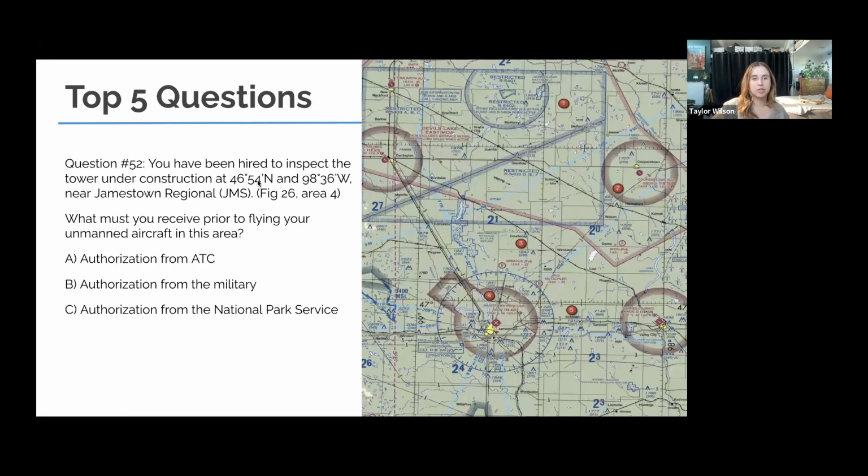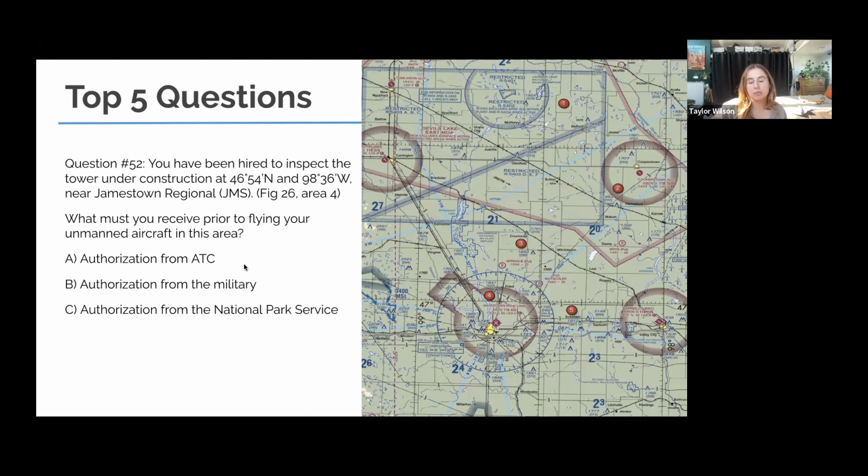Okay. So this question, we're going to have to use some coordinates as well as identify airspace. So you have been hired to inspect the tower under construction at 46 degrees, 54 minutes north and 98 degrees, 36 minutes west near Jamestown Regional. We're looking at figure 26, area 4.